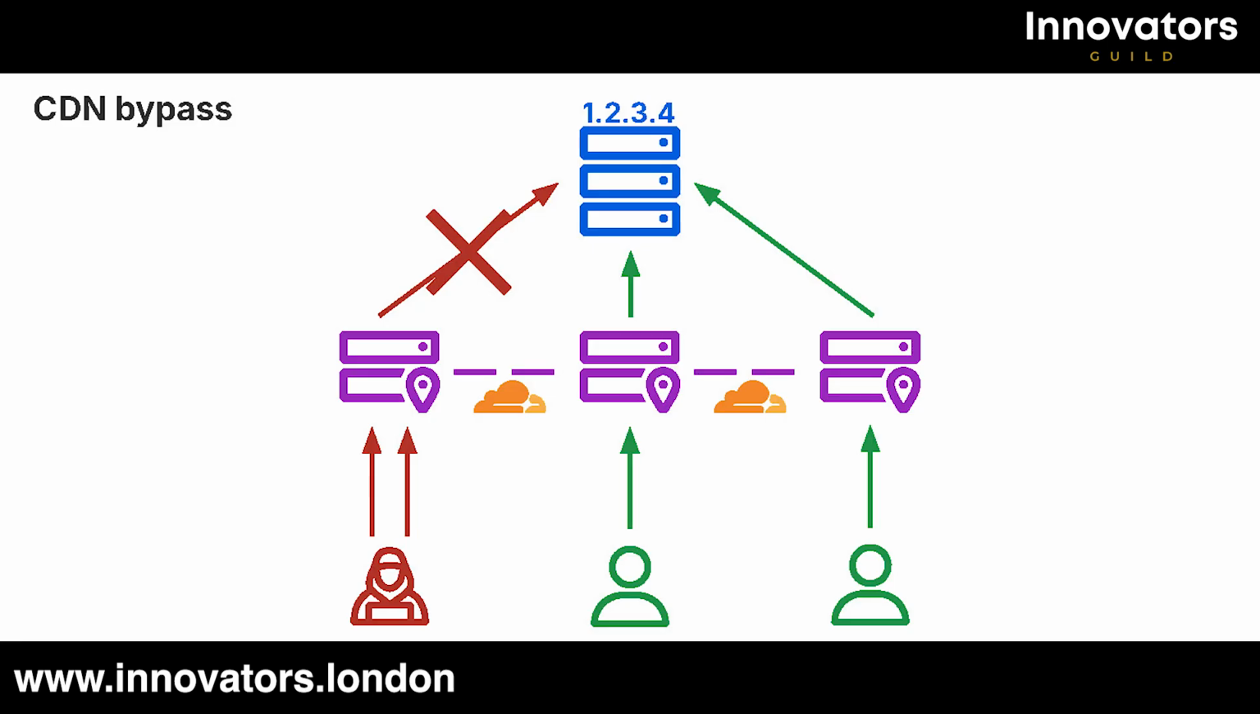And if the attacker knows that IP address, they don't have to go to your service through the CDN and try to attack the whole Cloudflare network. They can just go around and access your service directly and break it, right? So the CDN will not help you in this case. So what do we do in this case?